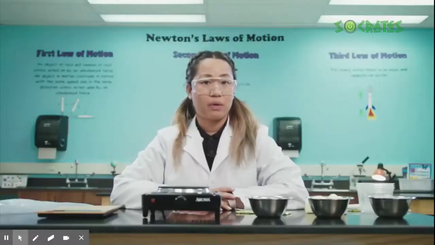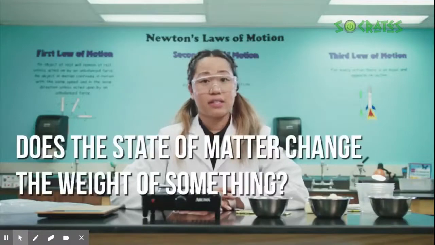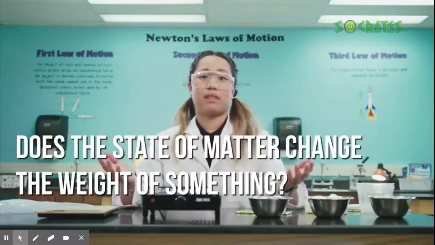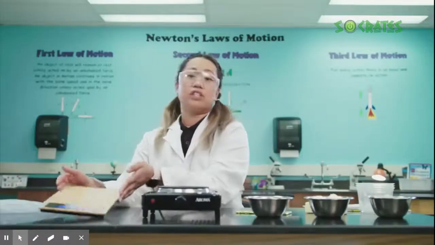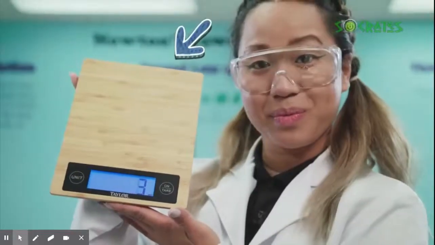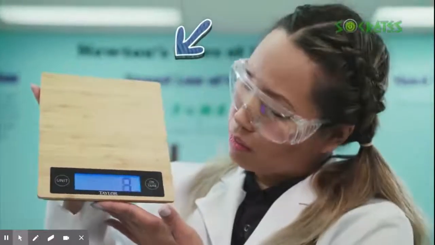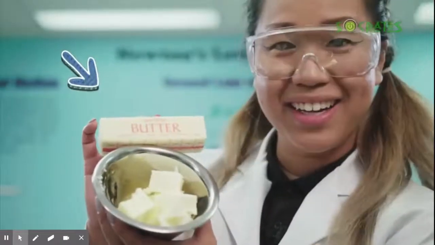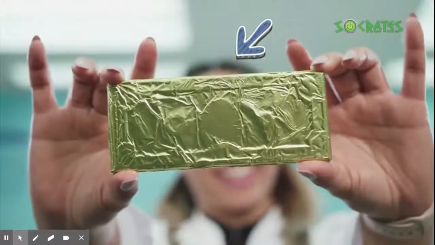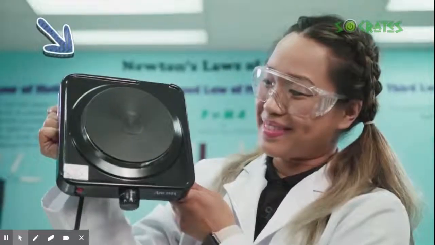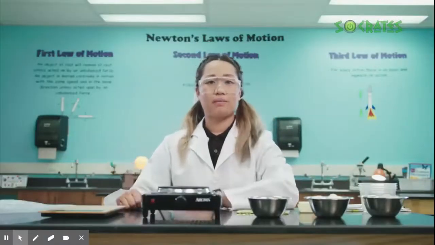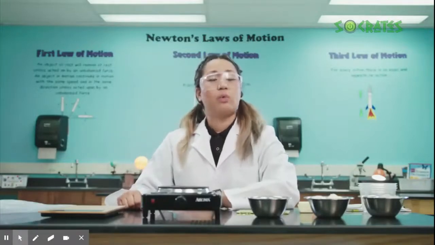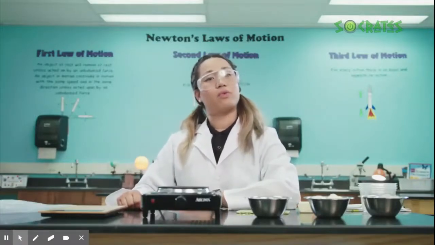To begin our experiment, we must ask ourselves, does the state of matter change the weight of something? To do this, we will investigate the mass of 3 different items as solids and liquids. We will first use this scale to measure items before and after they have changed states of matter. Along with the scale, here is what else we will need. Butter, ice, a chocolate bar, clear cups, our hot plate, and a freezer in order to cause our items to either melt or freeze. We'll use a chart to help us remember the measurements we keep.